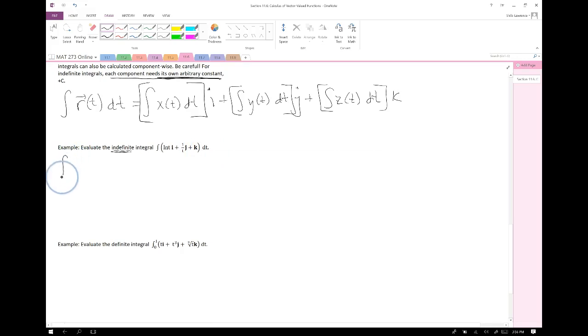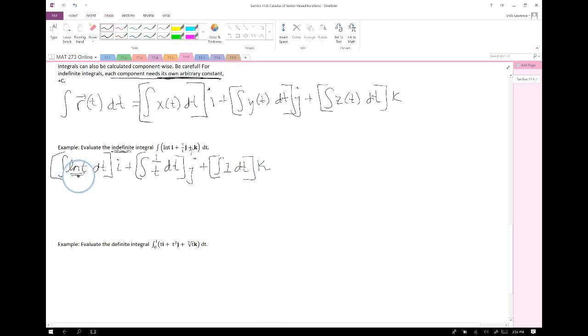So we need to calculate the integral for natural log of t dt, and that will give us our i component. And then the integral for 1 over t dt, and that will give us our j component. And there's nothing in front of the k, so we could just imagine that there's a little coefficient of 1 there. So we need to integrate 1 for our k component.